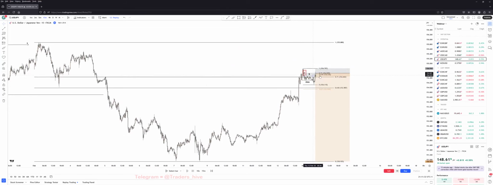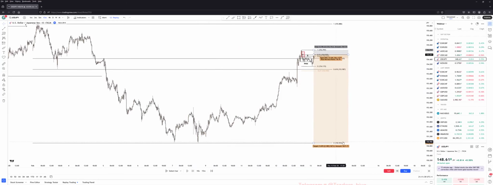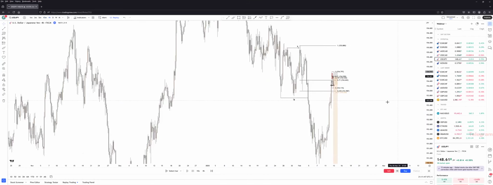So we entered there on the 71 level. We are taking partial here, which I will explain how we take the partials. But the original target point is the 0 level, which will give us 18 risk-reward ratio if it hits the target point. So switching to the 4-hour time frame, you will see how this trade plays out.